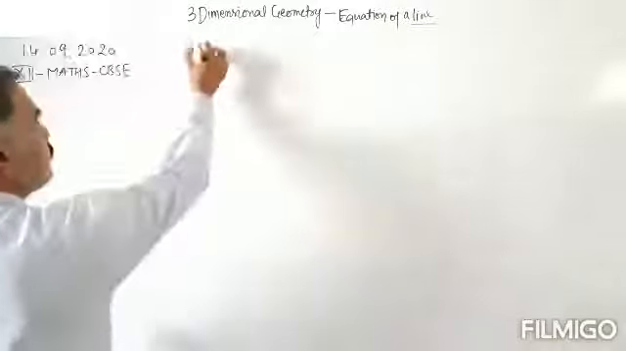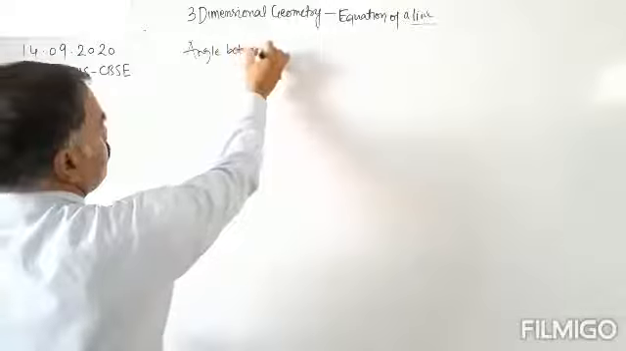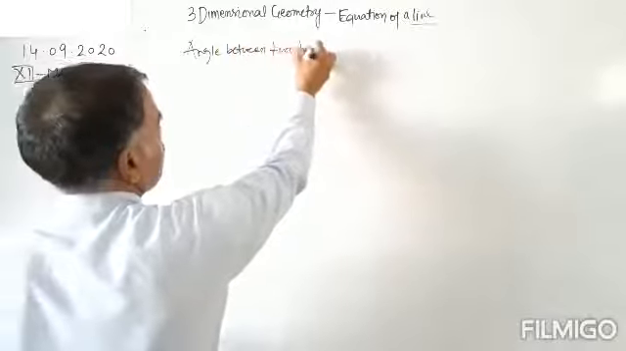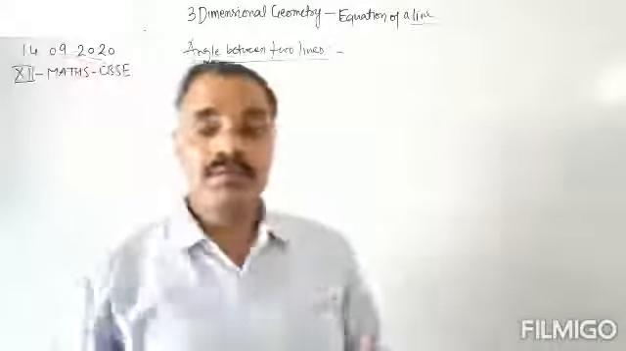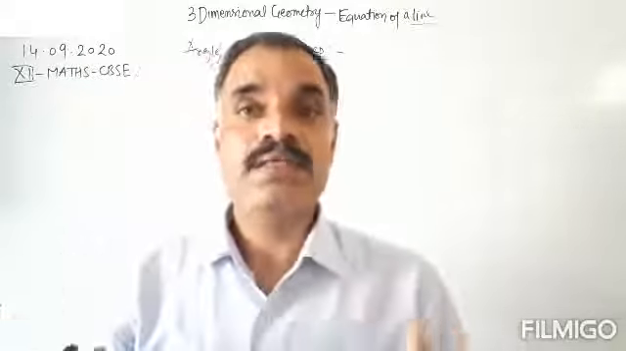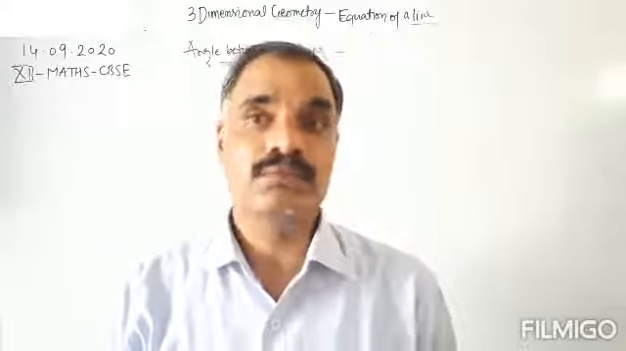Angle between two lines. Angle between two lines means the angle between their directions. Okay, this is the definition of angle between two lines.